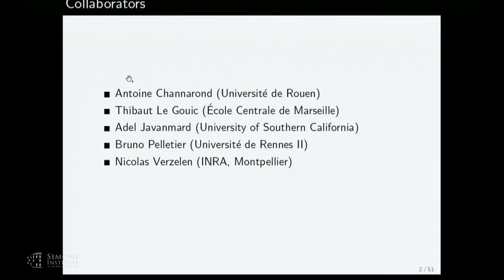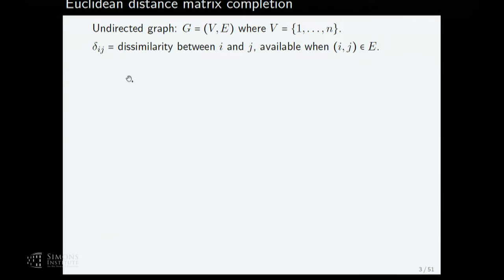And I'm going to start with Euclidean distance matrix completion. So the problem goes as follows. If you have an undirected graph G with a vertex set V and an edge set E, you can assume V is going to be finite and it can be 1 through N without loss of generality. Delta ij is going to denote the dissimilarity between nodes i and j. And it's only available, as usual, when i and j form an edge in the graph.